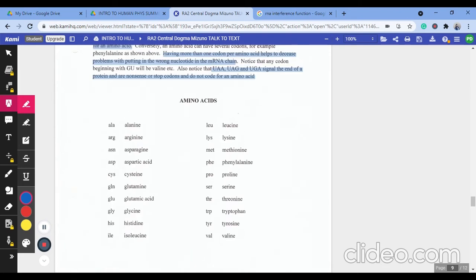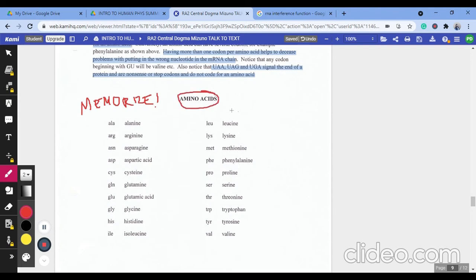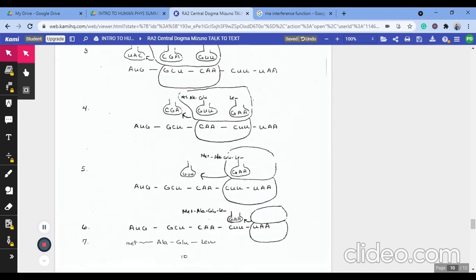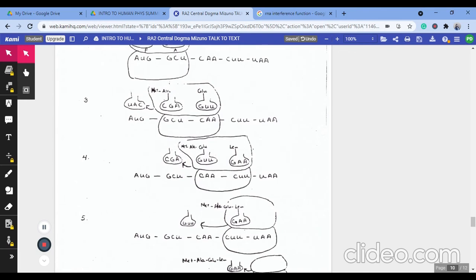So I think this is pretty much things that need to be memorized. So I'm gonna put this up right here. Oh my god, it's so hard to write down with a mouse. Okay, I guess these are just a few examples of the codons as well.